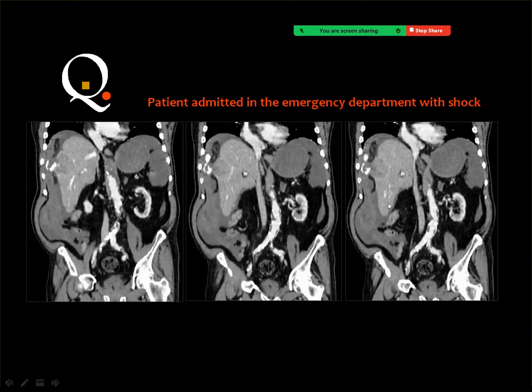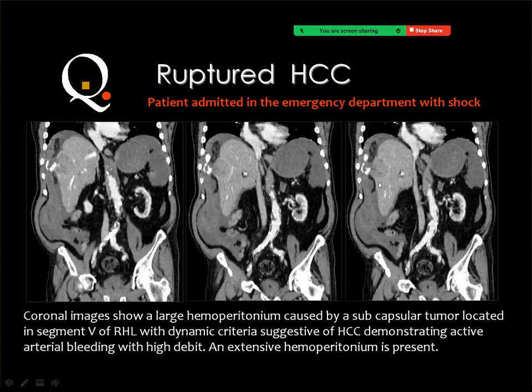If you look here, you can see that there is a solid mass in the liver, and a solid mass in the liver should be considered primarily as hepatocellular carcinoma. One of the complications of HCC, if it is near the surface of the liver, is that it can rupture. The rupture of a vascular tumor like HCC will result in peritoneal hemorrhage, as you can see here. So this is a hepatocellular carcinoma that has ruptured inside the peritoneal cavity, resulting in a hemoperitoneum.